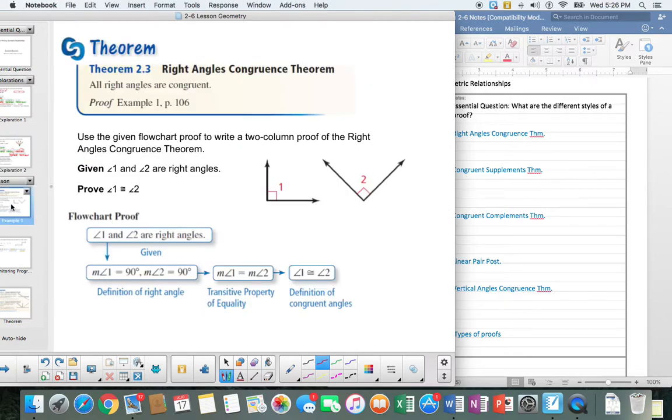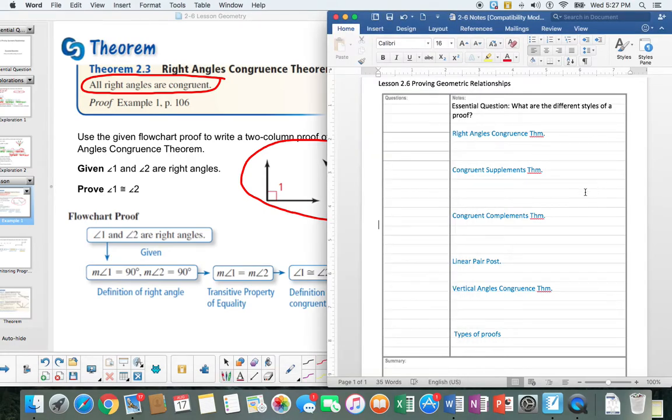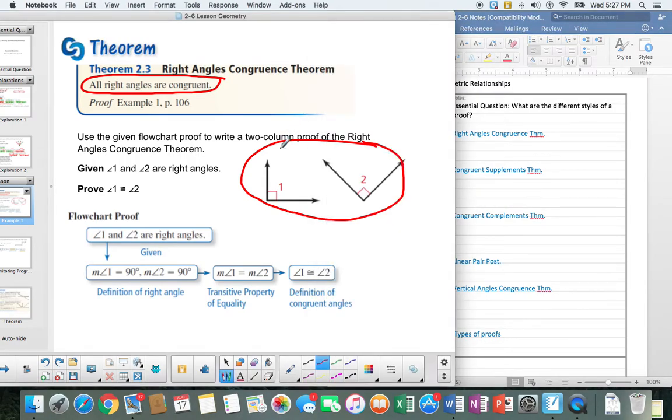Okay, here's our first theorem for this lesson. It's the right angles congruence theorem. What I'd like you to do is write the theorem statement, and draw the picture. So that's what you would go ahead and do in your notes right here. You're going to supply that there. Let's take a look at the proof.